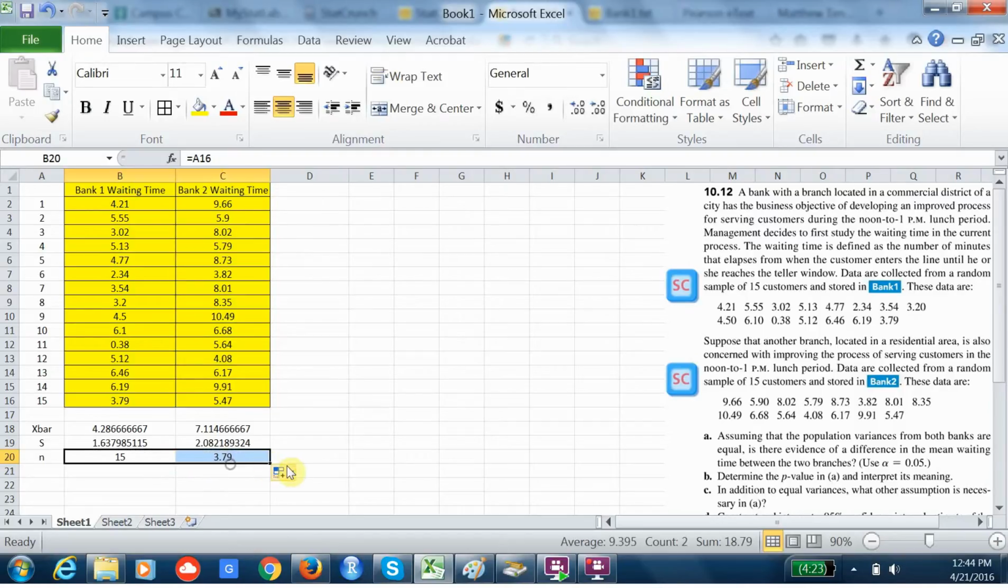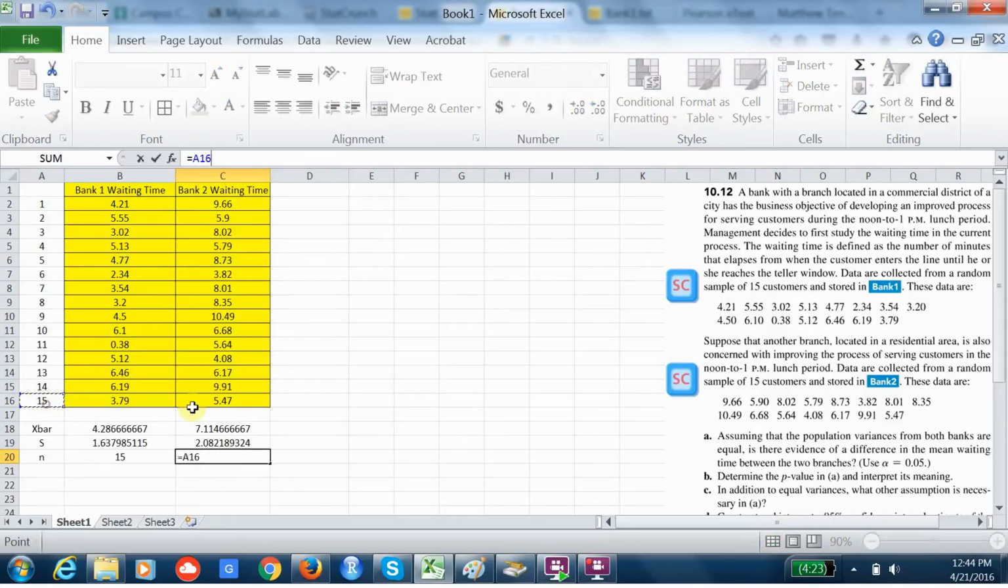It shifted this cell over. I don't want that. Never mind. Let's do this. Notice that I could have done all these formulas at one time and then just dragged the whole thing over. In other words, let me show you if you want to save time.